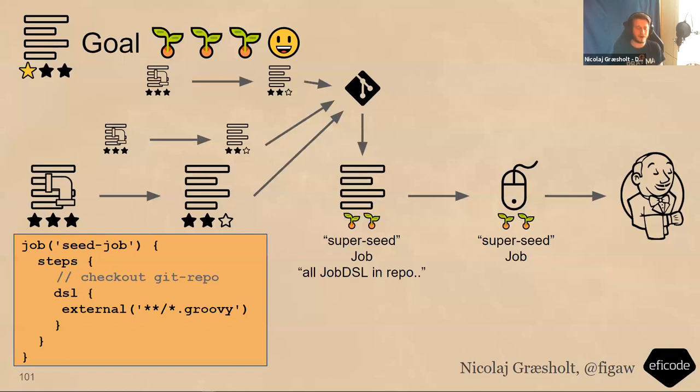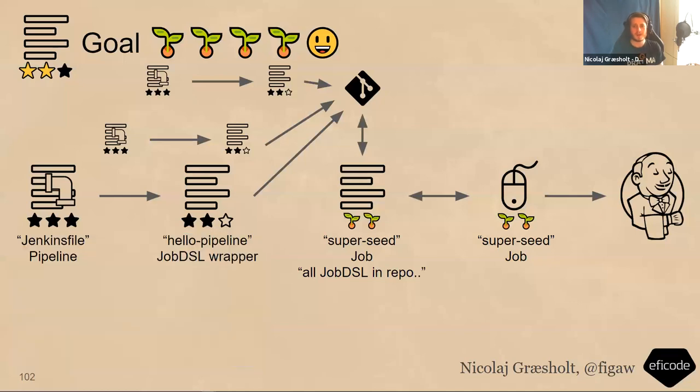And it gets better, because I can put the super seed job into the repository, and it can reference itself. So it's constantly keeping up with the current configuration of it. And I have the configuration of my super seed job under version control. And it gets better, as you saw when I accidentally clicked on the slide, because I don't have to manually configure my first super seed job.